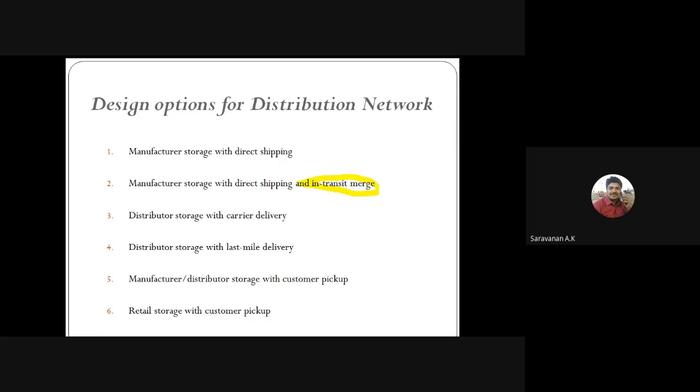On Monday you have a supply chain quiz. Go through the first unit slides, which are posted in the Google Classroom. It is very easy. If you go through the slides, it's easy to get good marks, not only a pass mark.